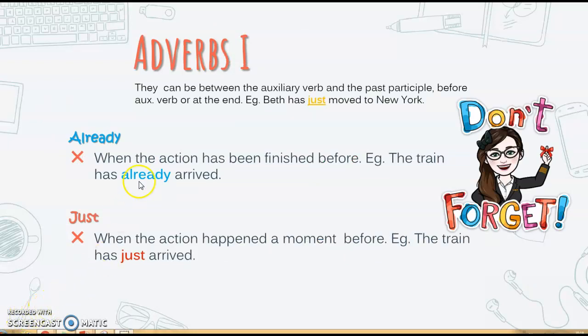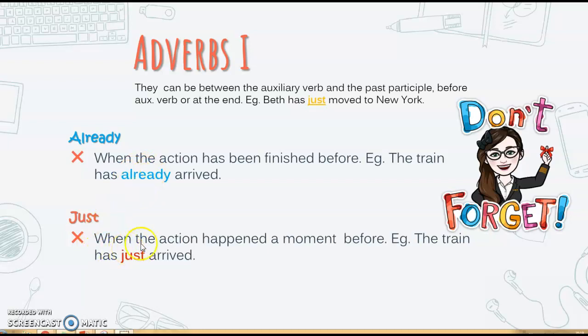Adverbs are going to help us to know if the action finished or not. So for example, already. When the action has been finished before, so we already finished the action, okay? For example, the train has already arrived. It means that the train arrived somewhere in our previous past, and it is waiting for us. Okay, that way we use already.